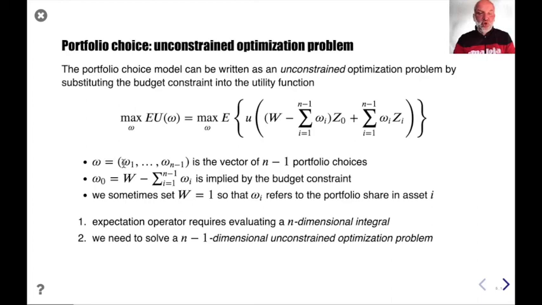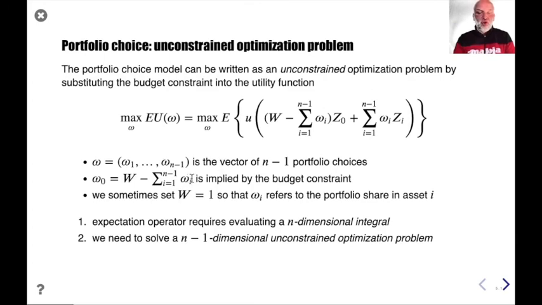The agent now chooses omega 1 up to omega n minus 1. Those are the portfolio choices. Try to maximize that expected utility with respect to that vector of variables. Then omega 0 is implied by the budget constraint. Once all those portfolio choices are determined, you can calculate omega 0 from wealth and then the remaining investment decisions.